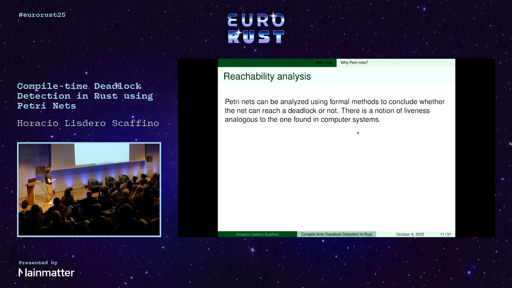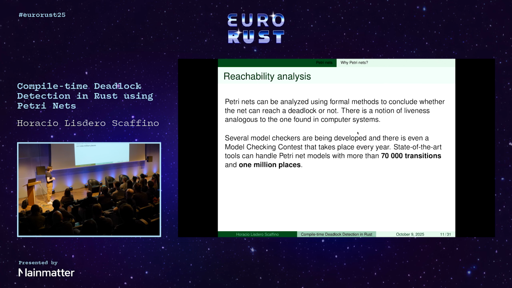So how does it work that Petri nets can tell us something about deadlocks? There is something called reachability analysis, and Petri nets can be analyzed using formal methods to conclude whether the nets reach a deadlock or not. There is an analogous notion of liveness in Petri nets that's analogous to the notion of liveness in computer programs.